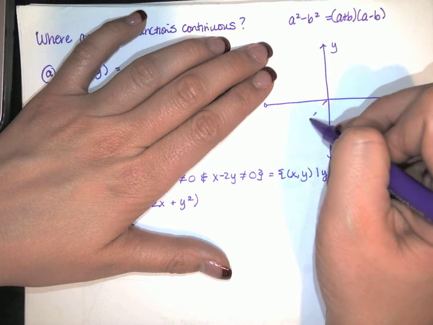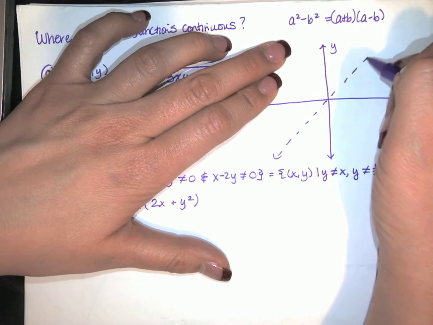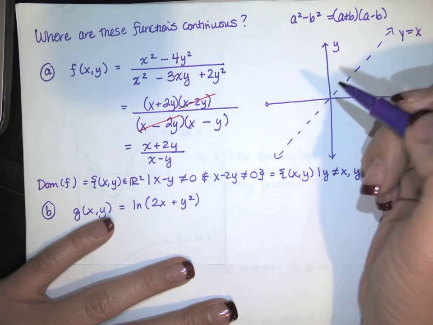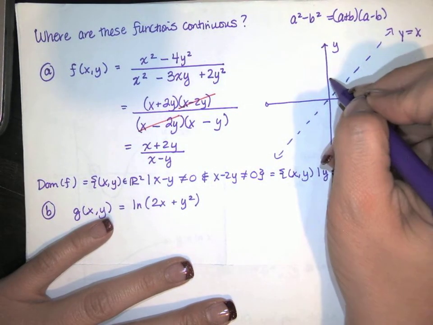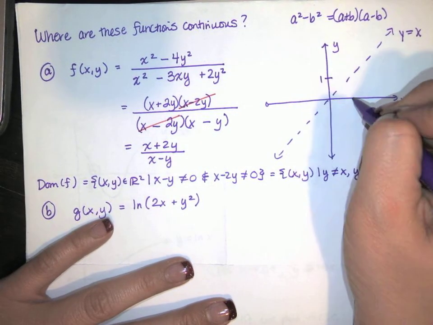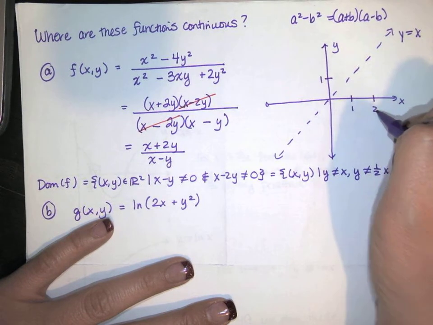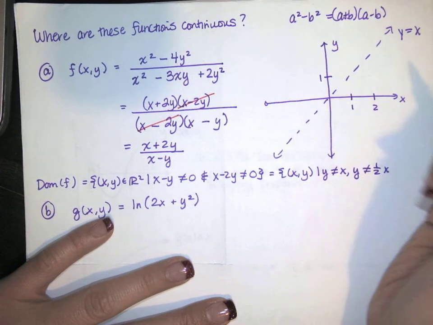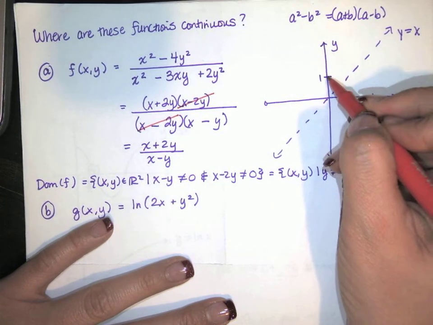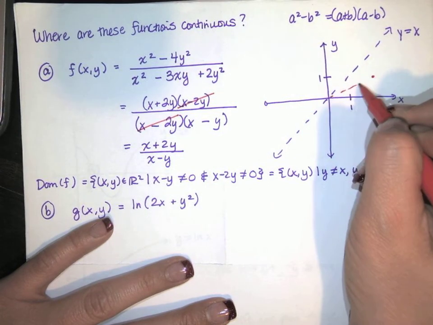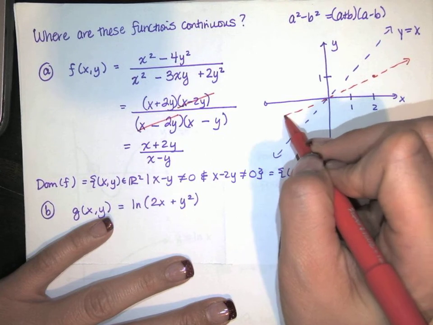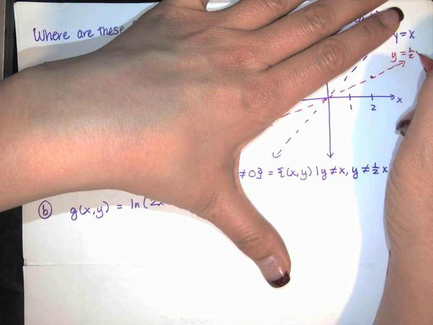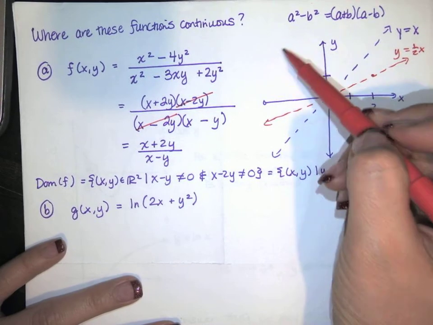Y equals x looks like this. We go up 1 and over 1. Y equals 1/2 x starts at the origin, we go up 1. So it's rise over run, up 1 and over 2. The domain is everything else.